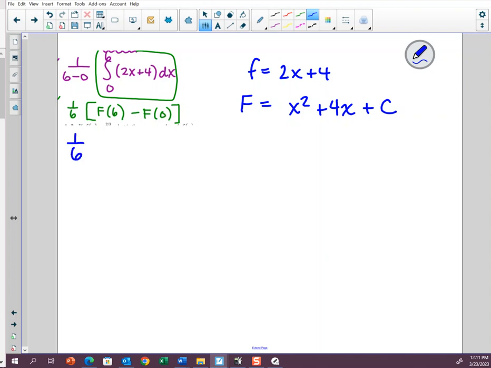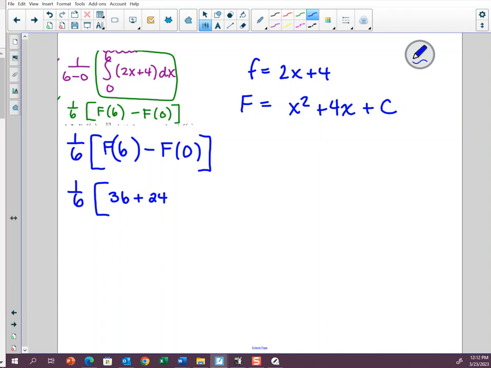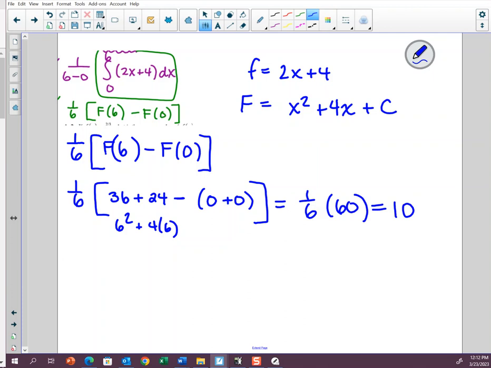So to do my average value, I'm going to be doing big F of 6 minus big F of 0, and then multiplying by 1/6. So that's going to be 36 plus 24. This is 6 squared plus 4 times 6, minus a bunch of zeros when you plug a 0 in. So 1/6 times 60. And so the average value is 10.